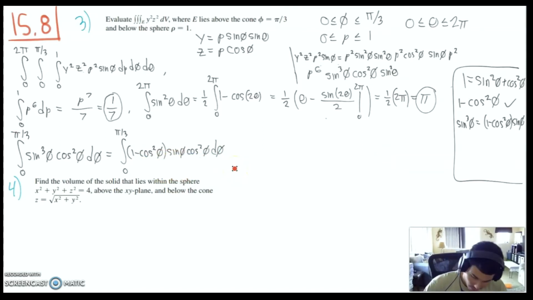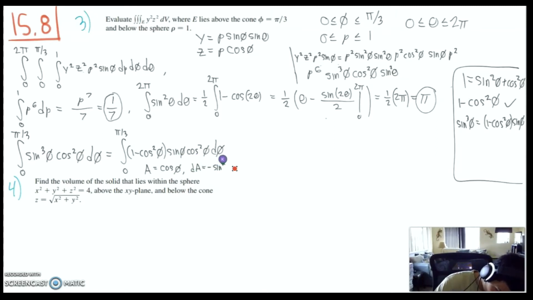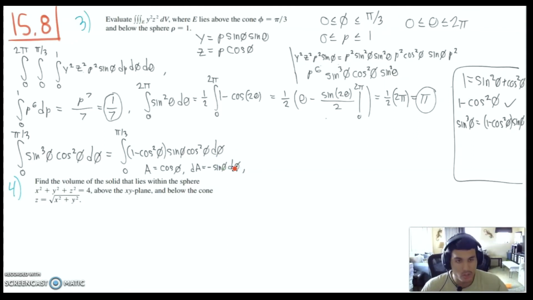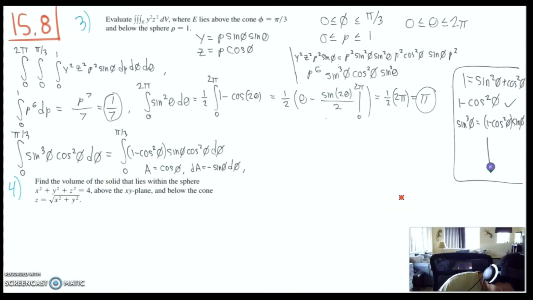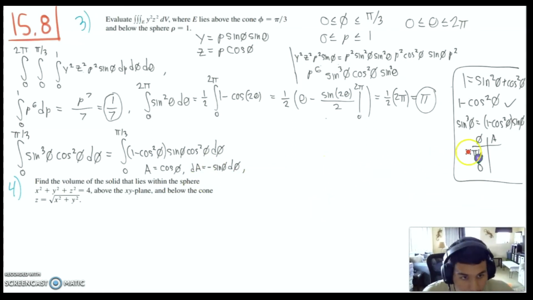Now let a equal cosine. Not cosine squared, just cosine. Make your life easier by picking cosine, okay? dA is equal to negative sine phi d phi. And of course, we have to change our bounds. I'm going to change our bounds in the box over here just to save some room. Phi into A. So if phi is originally pi over 3 and 0, if we put pi over 3 into phi here, what do we get? We get 1/2. And if we put 0 in there, we get 1.